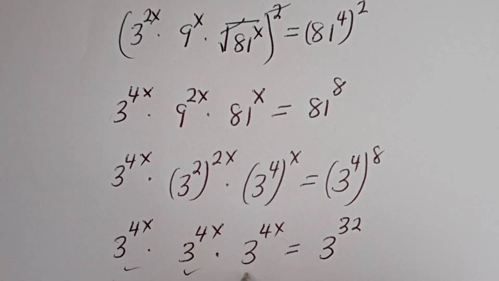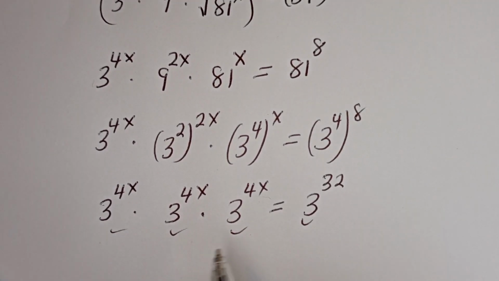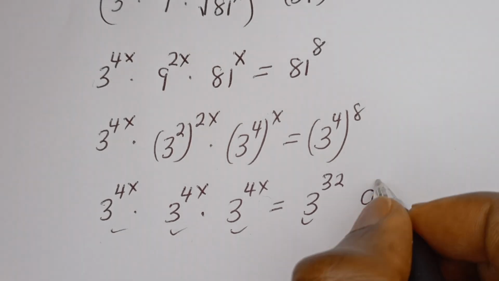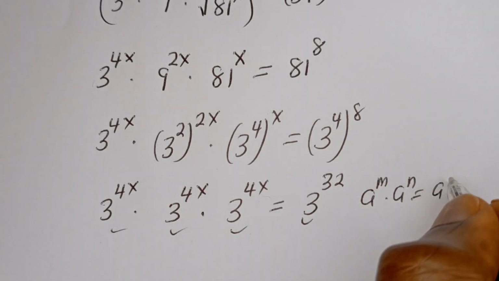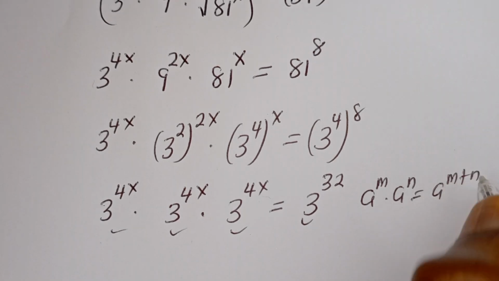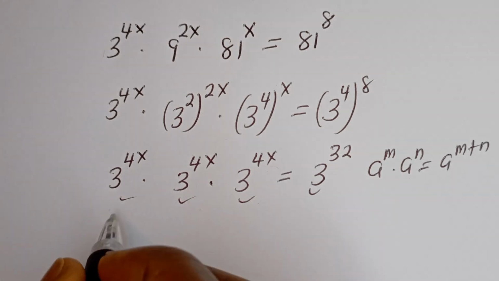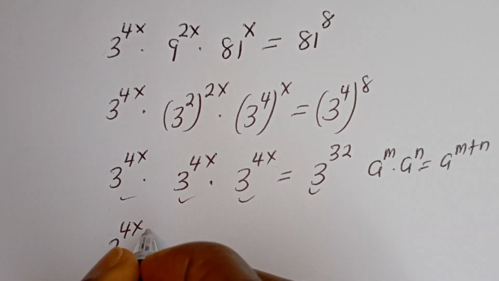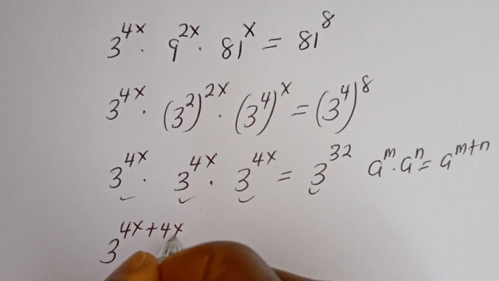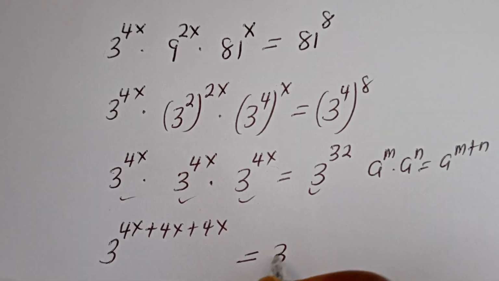We have the same base 3, so we consider the exponents. And if you have a to the power of m multiplied by a to the power of n, this is equal to a to the power of m plus n. So this is 3 to the power of 4x plus 4x plus 4x is equal to 3 to the power of 32.